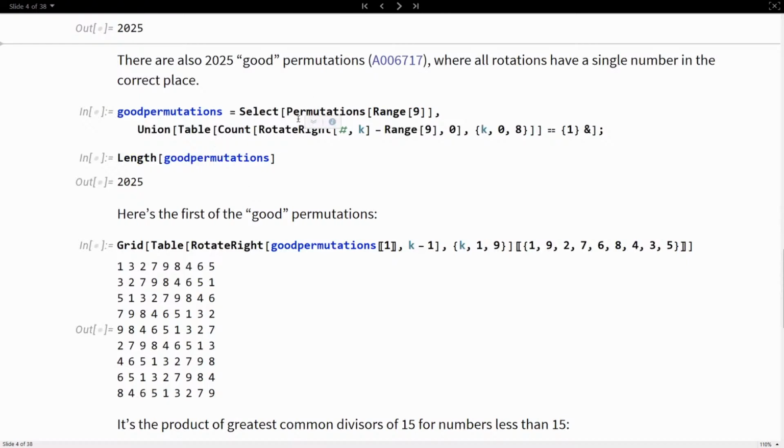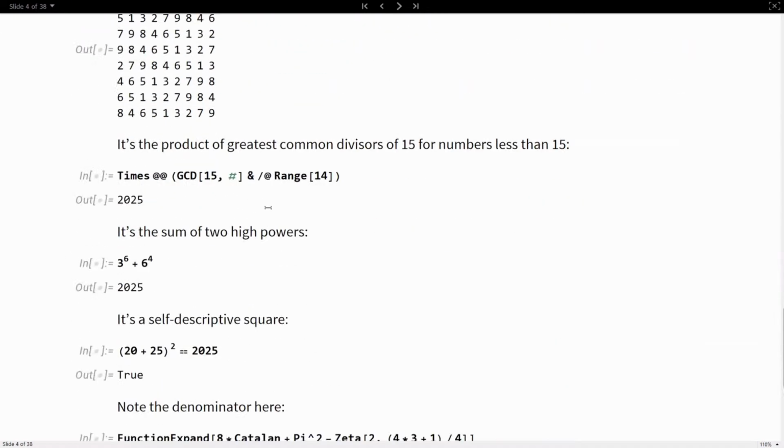A good permutation is one where all rotations of it, for example, this is a good permutation at the top, and we can rotate it in various ways so that only the single digit on the diagonal is the correct one. All other digits are incorrect. So this is the first of the good permutations, and it turns out there is exactly 2025 of them.